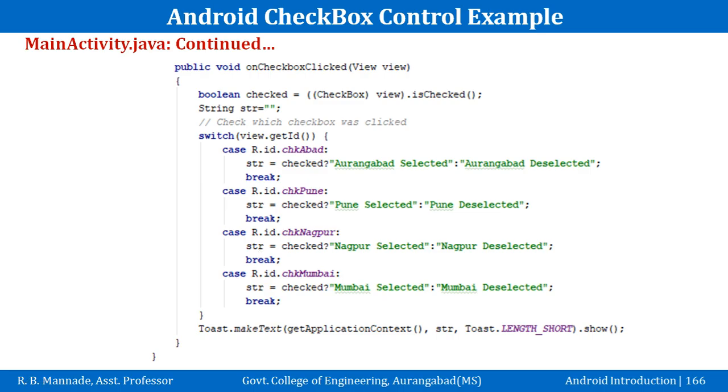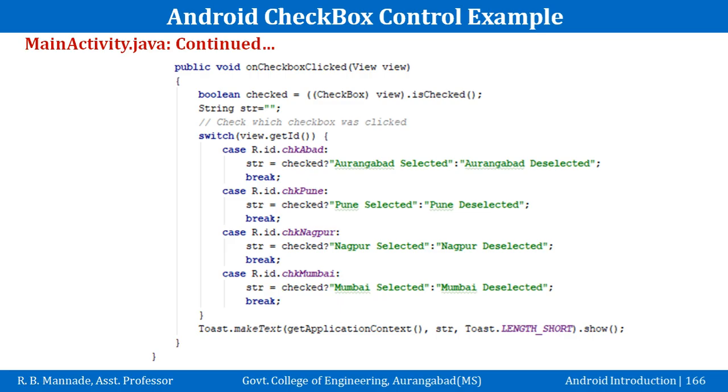Then execution control comes out of the switch statement, and the toast message will be displayed to the user, whose value is whatever content is in the str variable. In this case, considering the Nagpur checkbox is selected, its text will be "Nagpur selected", and that text will be shown to the user in the form of a toast message.